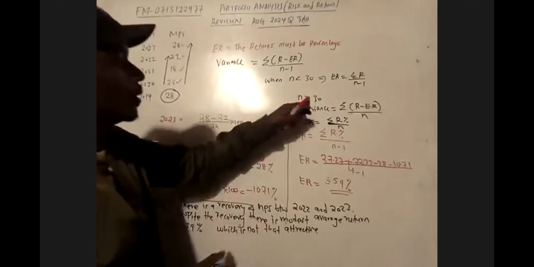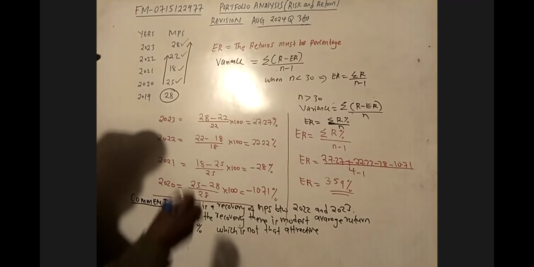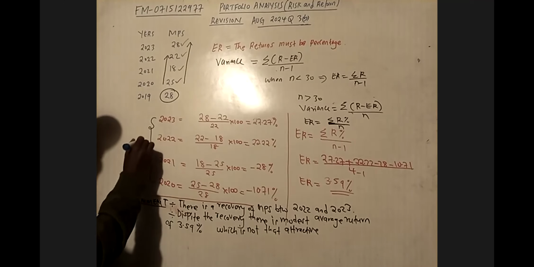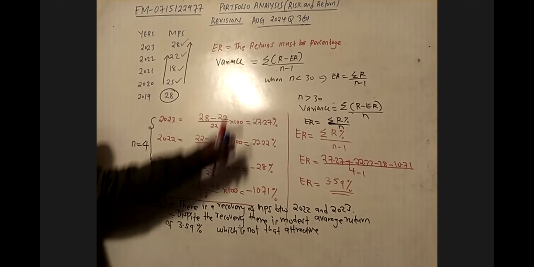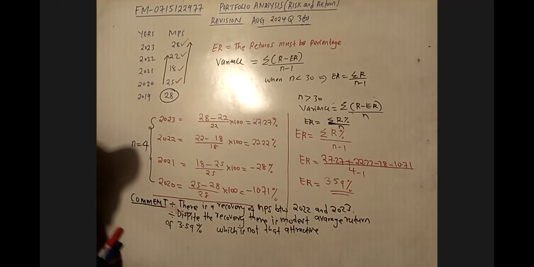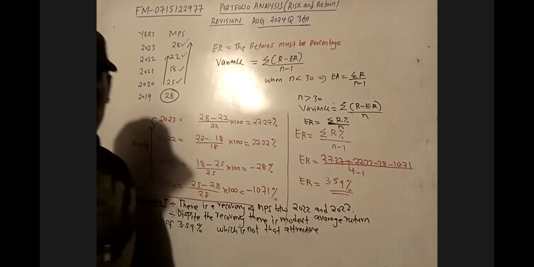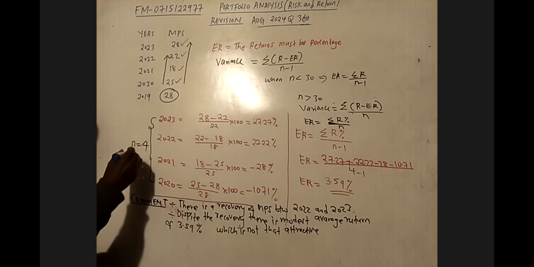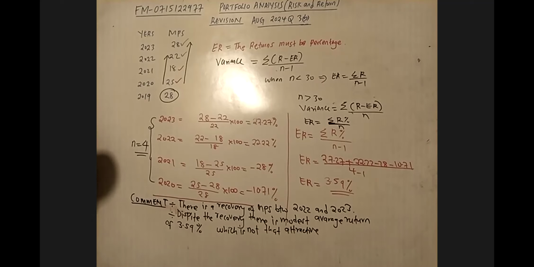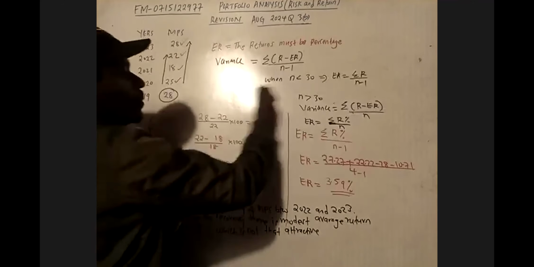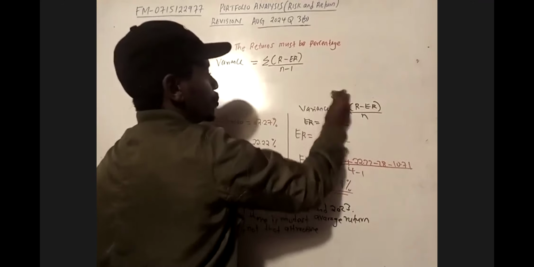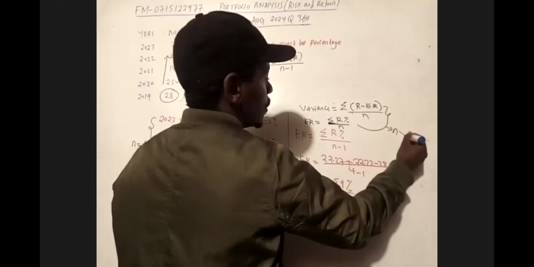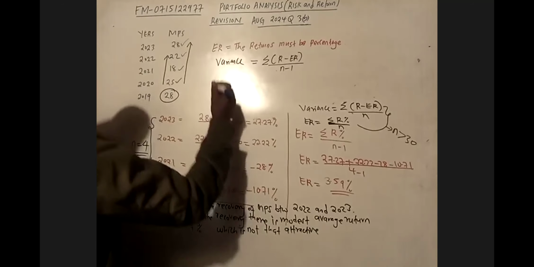Our expected return will be equal to the summation of the return in percentage divided by n. In this case, our n was only for how many years? N was equal to 4. And that's why we less 1. But in the case where n is greater than 30, we just divide by n. So you need to look at the number of observations. In this case, tunaanza na 2023.